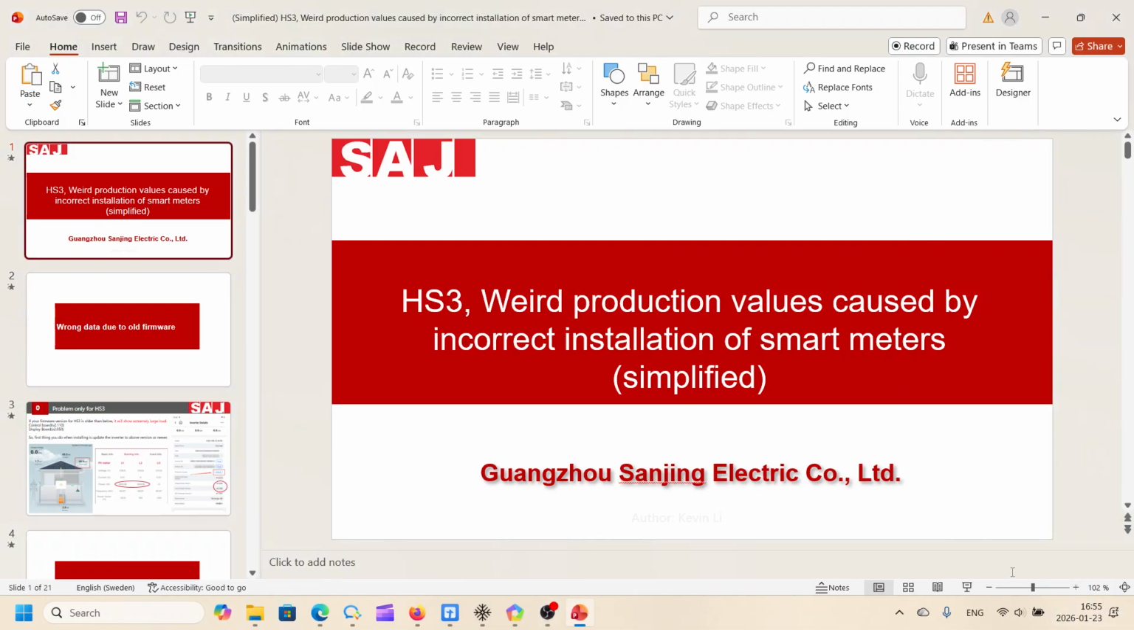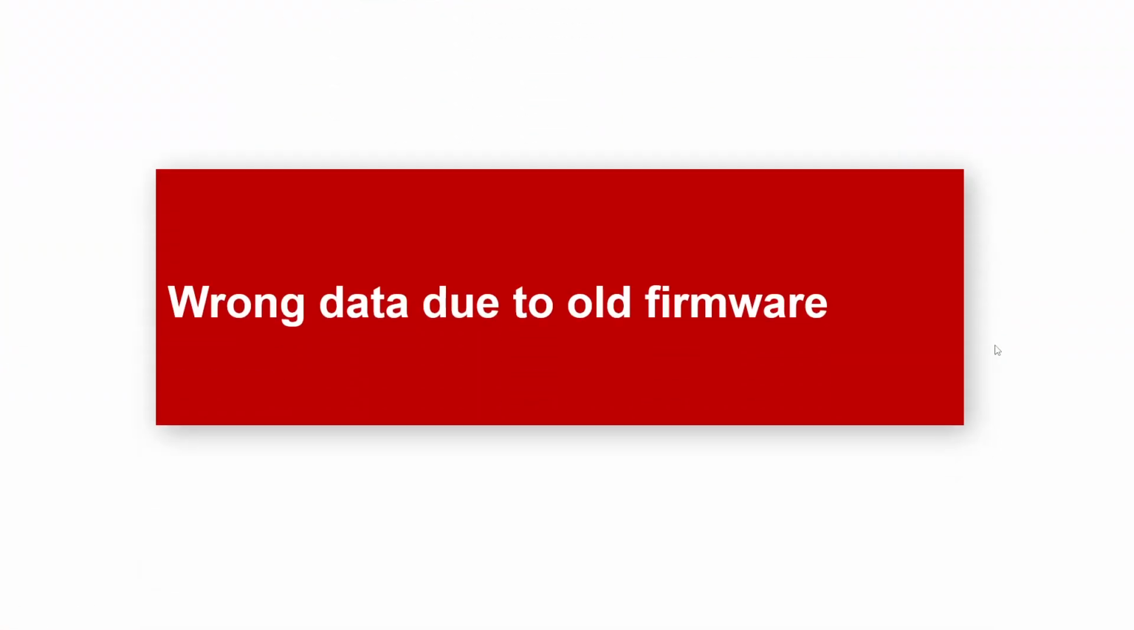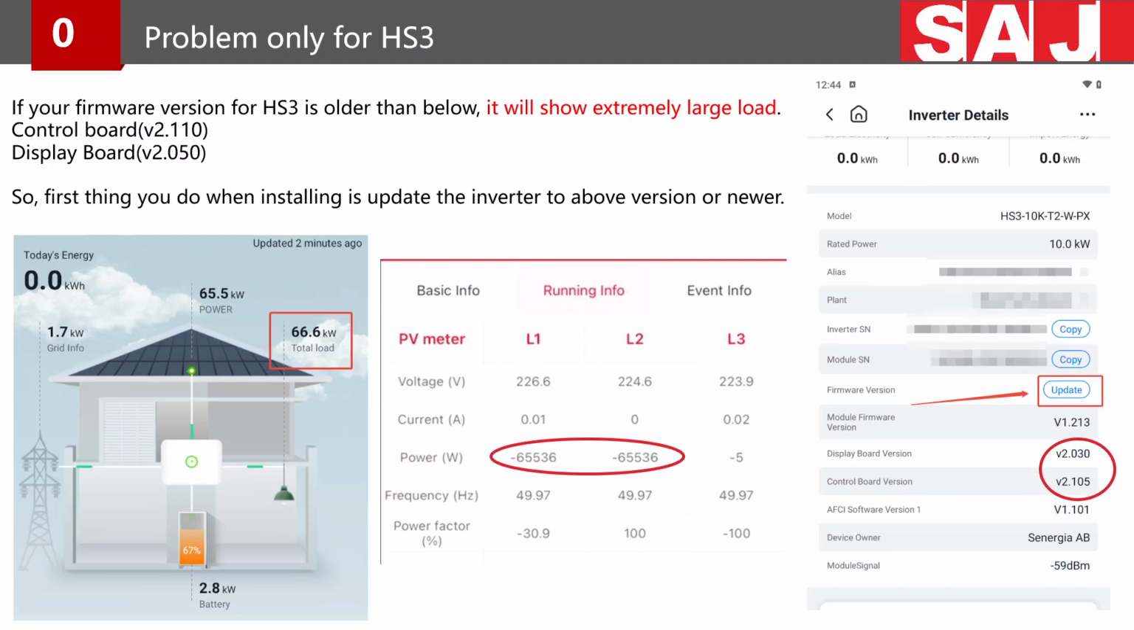Okay, so I will talk about the weird production caused by incorrect installation of smart meters. And first, you check firmware. If it's too old, please update.